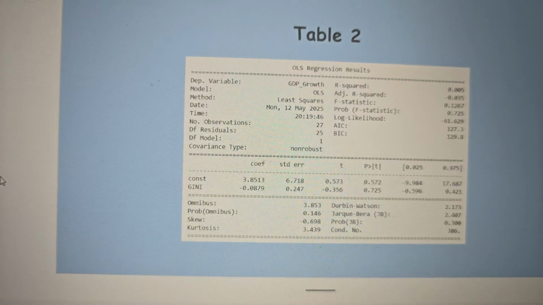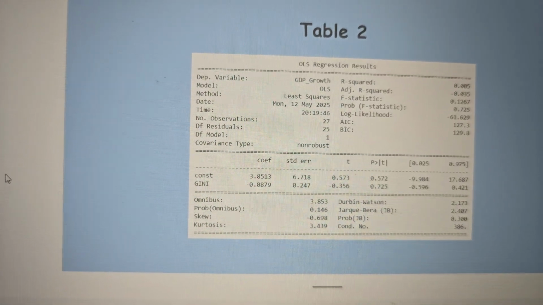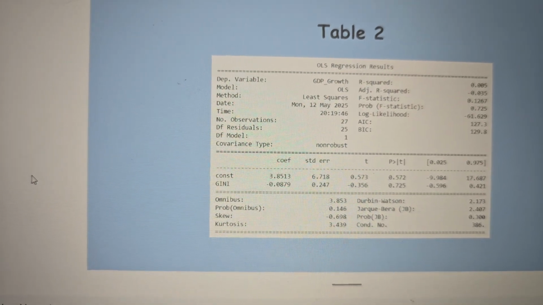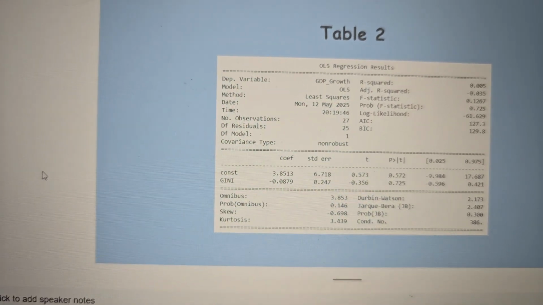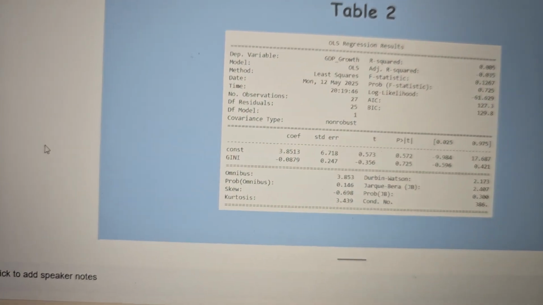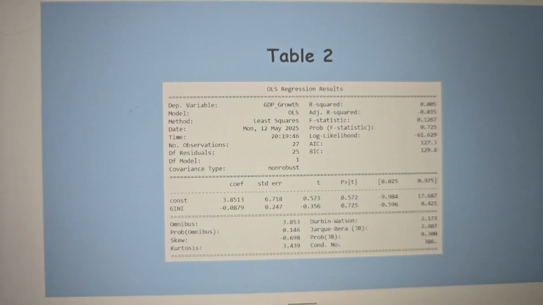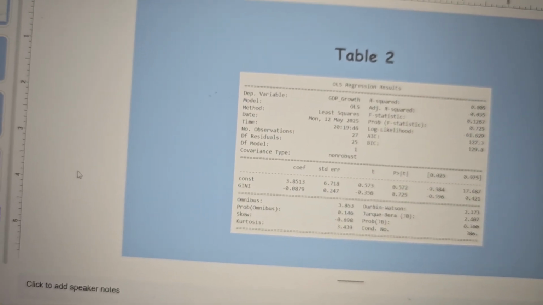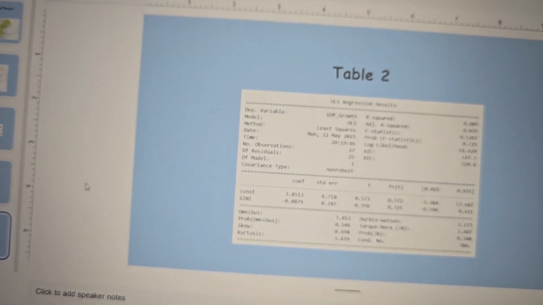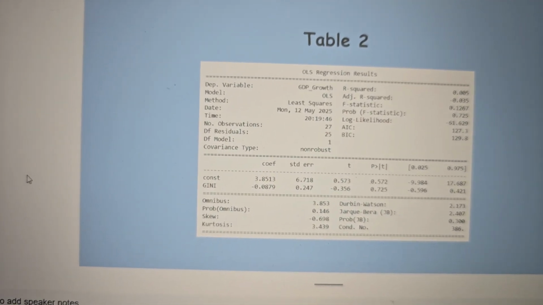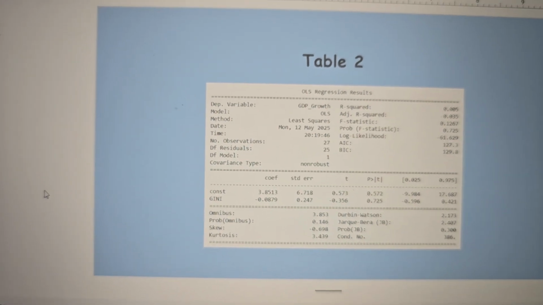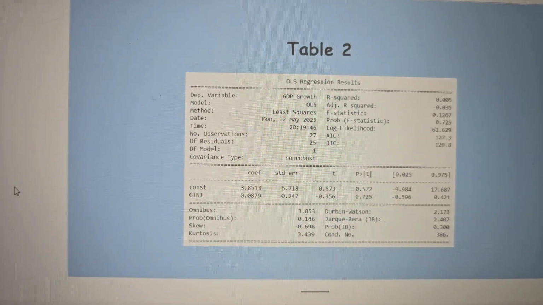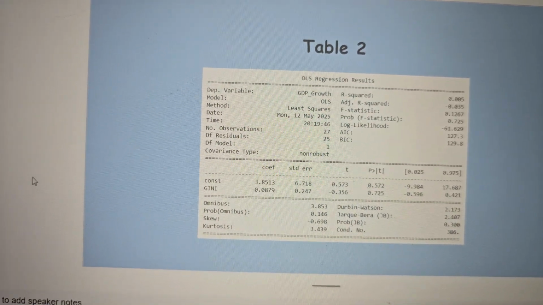However, the associated t-value of negative 0.356 indicates that this estimate is not statistically significant at conventional levels, meaning we cannot reject the null hypothesis that the effect of income inequality on growth is 0. Additionally, the R-squared value of 0.005 indicates that only 0.5% of the variation in GDP growth can be explained by the Gini index, suggesting that most of the variation is likely driven by other factors not included in this simple model.